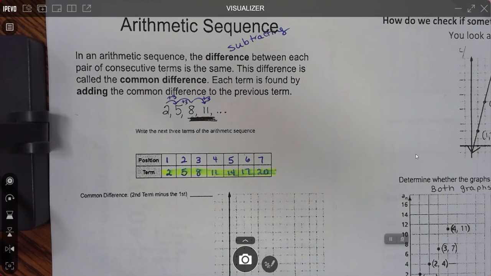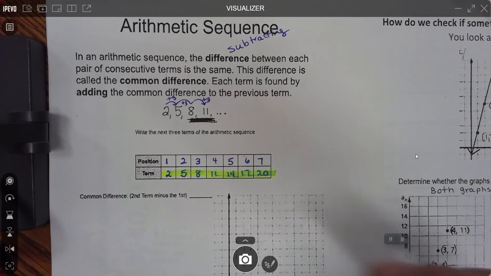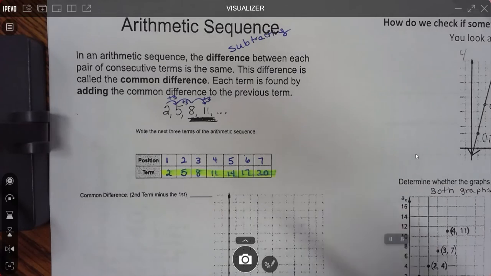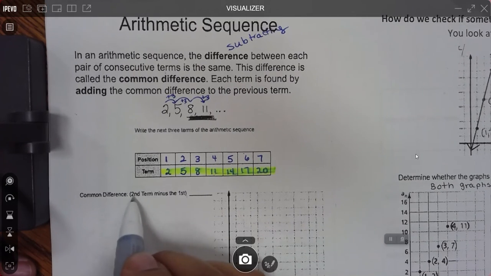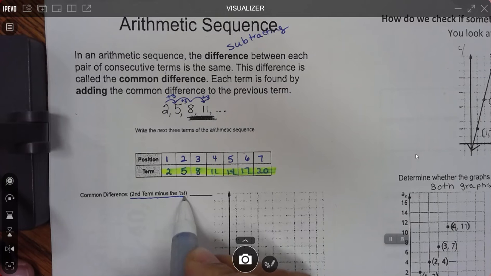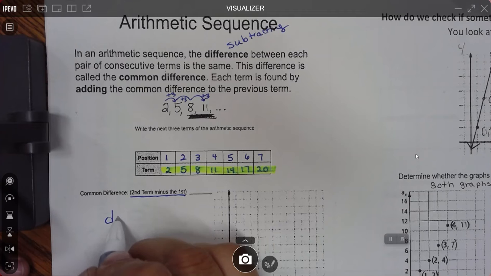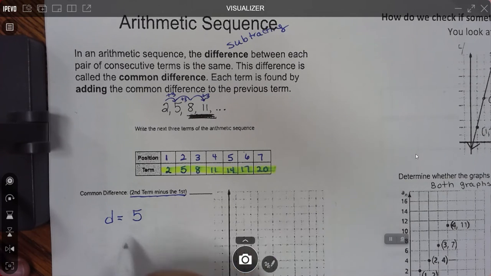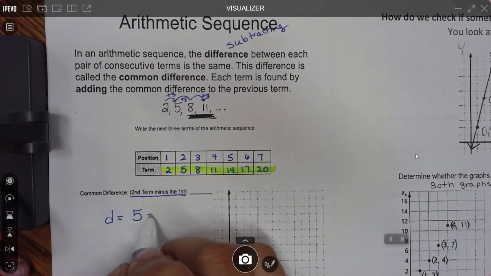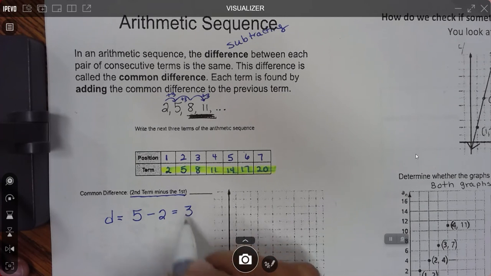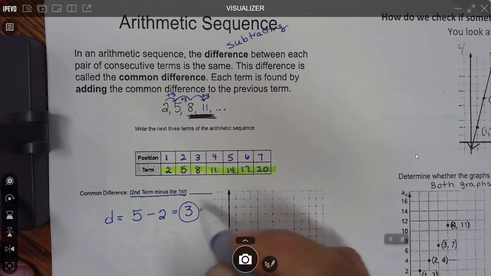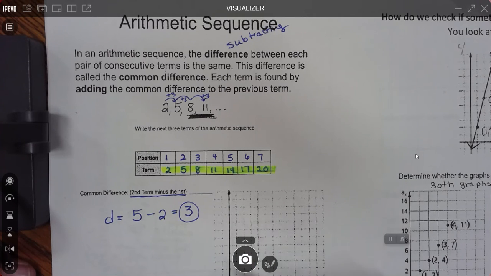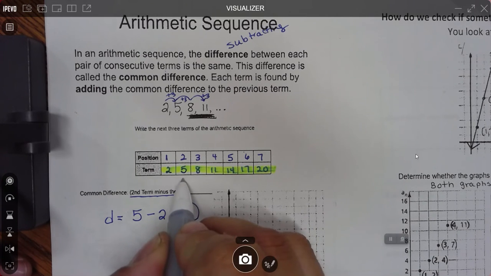Okay, oops, I erased my numbers. That's the sequence, right? And this is just the order of the terms. For the common difference, we're going to do the second term minus the first term. Are you underlining this? So which one is the second term? 5. And which one is the first term? 2. So there you go. See, the common difference is 3. But we already knew that, right? The difference between the numbers is a positive 3. We were adding 3, and it works out for all of them.